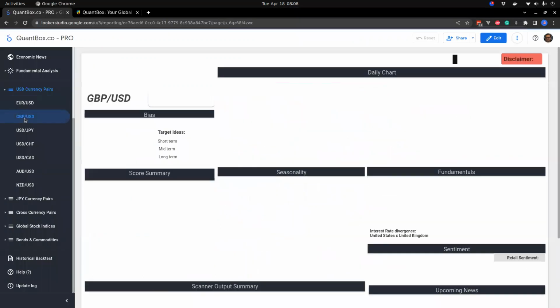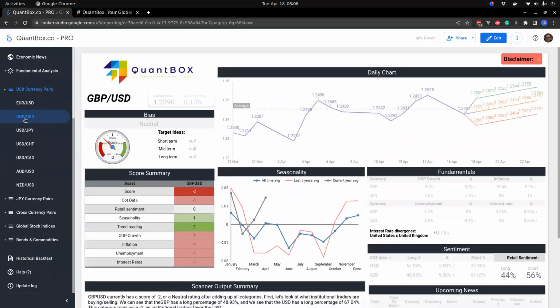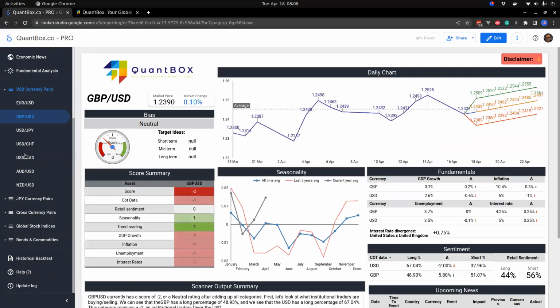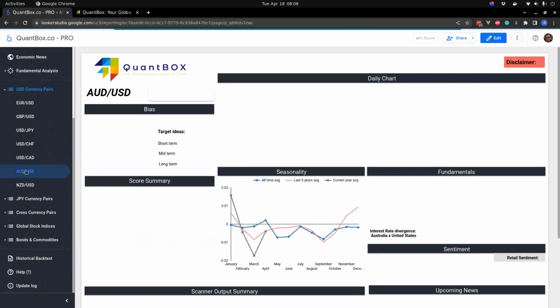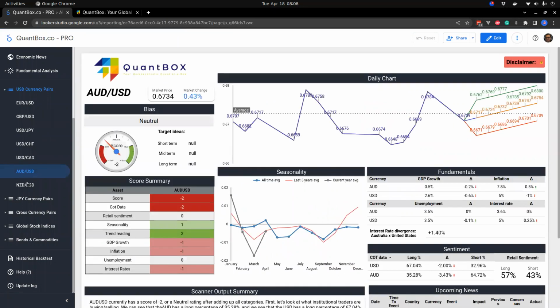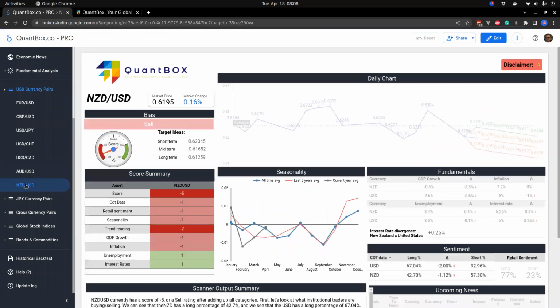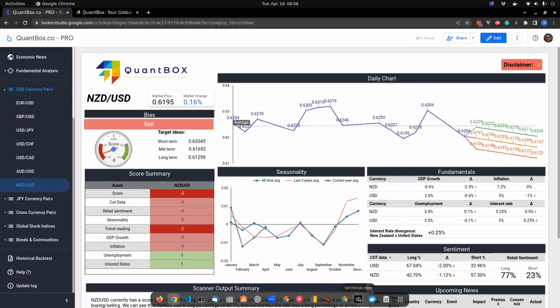Looking at the pound dollar, you can see that the bias comes across as neutral. Leave that one alone. USD CAD, neutral. Aussie USD, which was very bearish, is now neutral. Kiwi dollar is now a sell. Okay, let's look at Kiwi dollar.